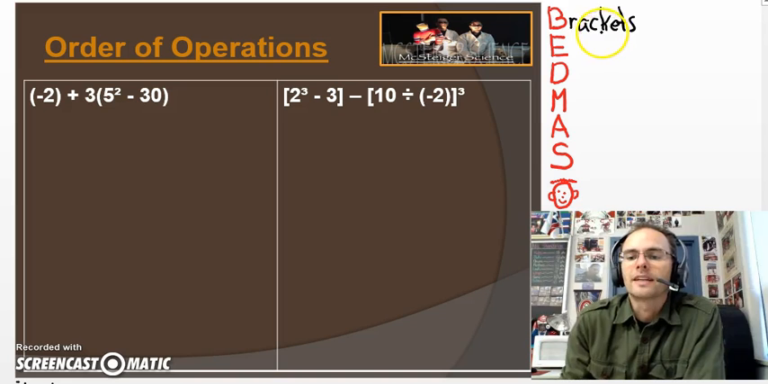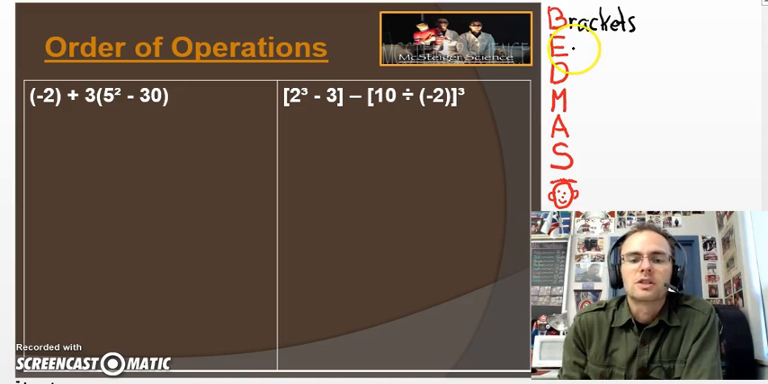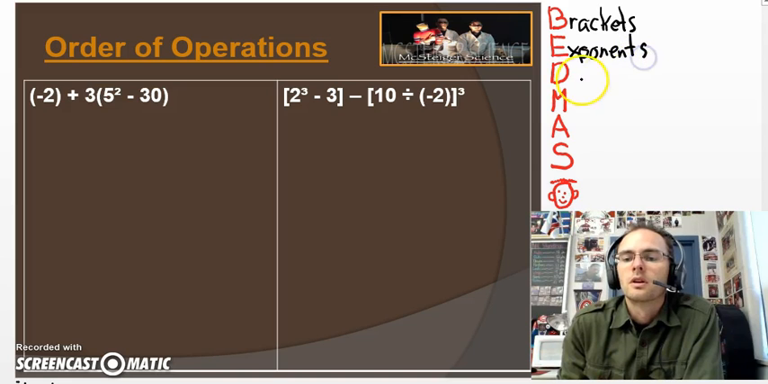Brackets. The E stands for exponents, so the next thing you want to do in your expression is solve for the exponents. And then the D stands for, you got it, division. M stands for multiplication.